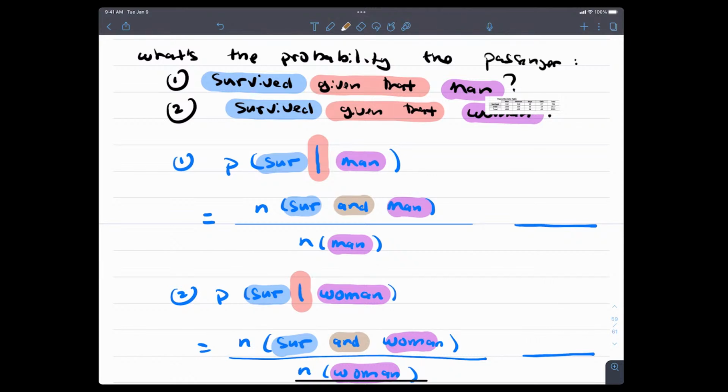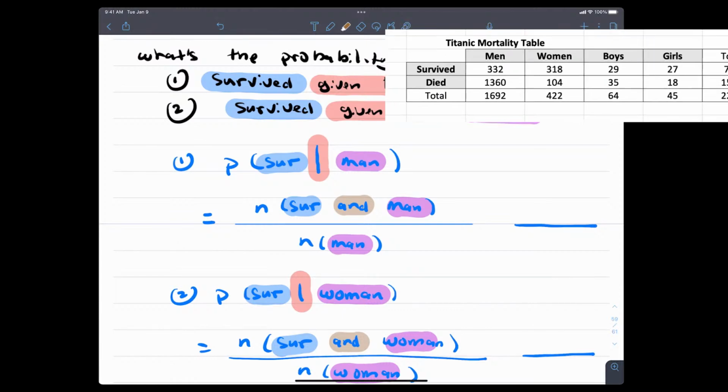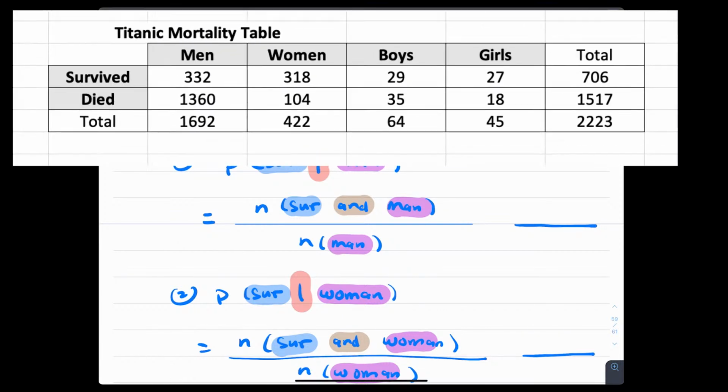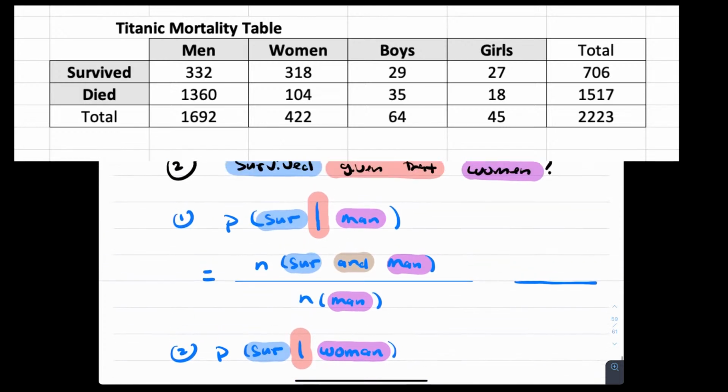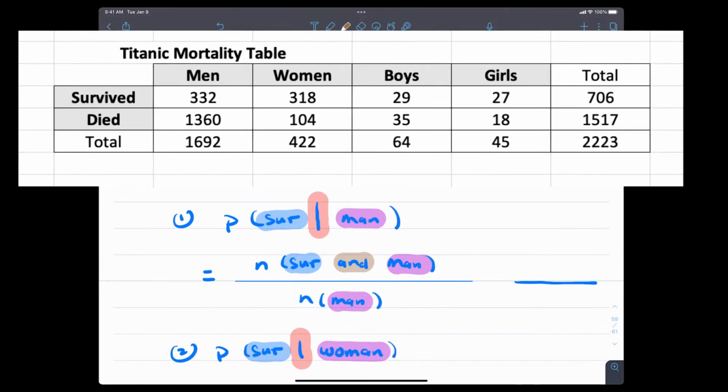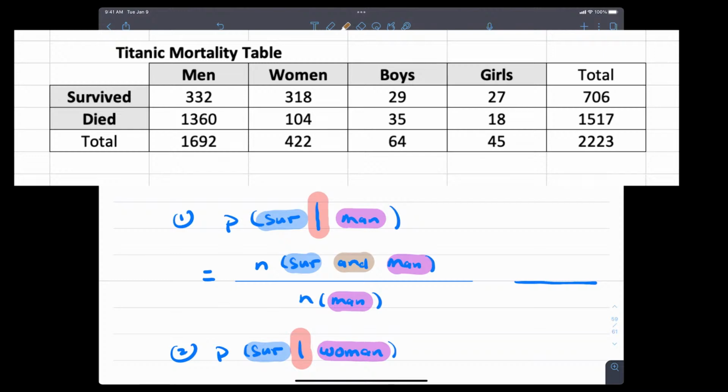And let's find this out. Let's see what we get. Where is our chart now? Okay, so let me share with you guys how to read this here. Okay, so the first one says this. Could you guys tell me for the first question, how many men are on the Titanic? How many men? 1,692. Good. That goes right here.